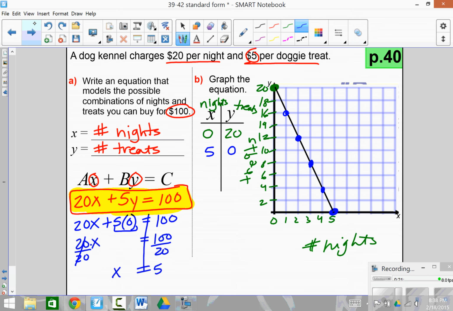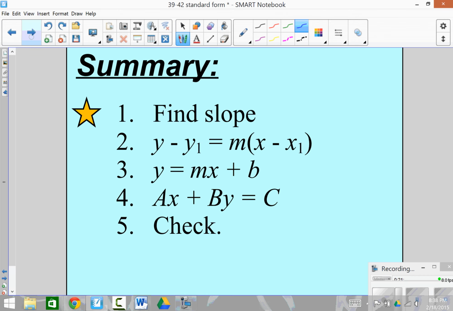Okay, let's go ahead and close this with a summary for standard form. So in order to write an equation in standard form, you're going to follow these 5 steps in this order. They're also on the previous page here, but just to review. Find slope, start with point slope form, then go to slope-intercept form, then standard form, and then don't forget to check. Okay, the check is going to be the most powerful to you, so you know if you are correct or not correct.